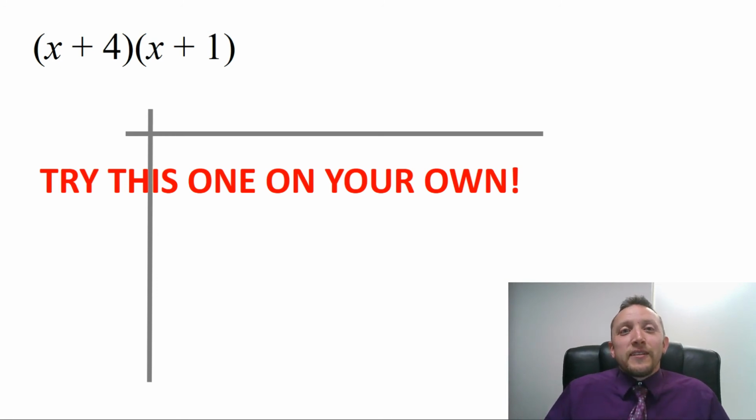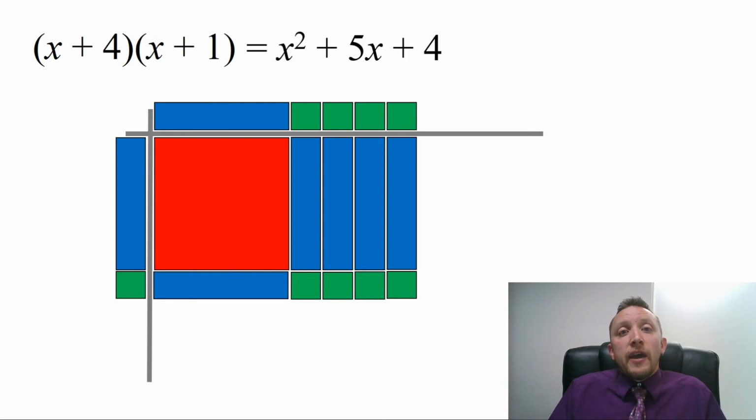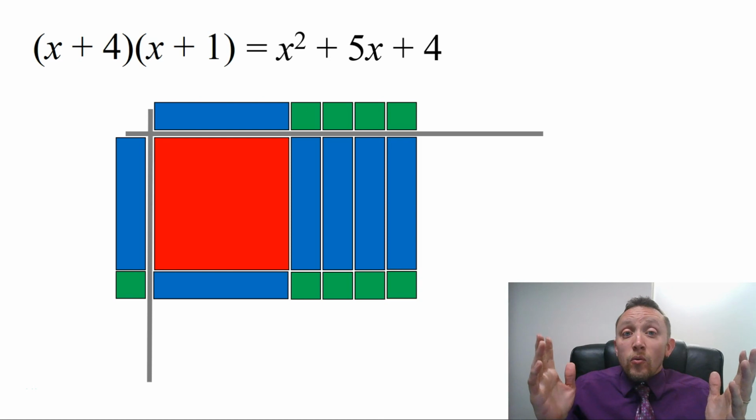All right, let's see how you did. So hopefully you had it set up like this, or again, you could have had it switched the other way around. Either way you do it, you'd end up with an answer of x squared plus 5x plus 4. How'd you do? If you struggled, if you didn't get that one right, maybe go back and rewatch some of those videos or some of those previous examples to see if you can figure out where you made your mistake at.